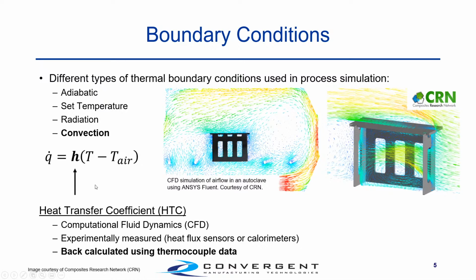So the equation here, the change in heat, the heat flux, is actually given here with this H, which is the heat transfer coefficient, the HTC, as well as the difference in air temperature to the part temperature. So the ways you can come up with this coefficient are through, for example, here we're showing computational fluid dynamics to actually calculate the fields of heat transfer as well as the airflow. We can experimentally measure these using heat flux sensors or calorimeters, or as we're going to show here, we can back calculate these using thermocouple data from parts.